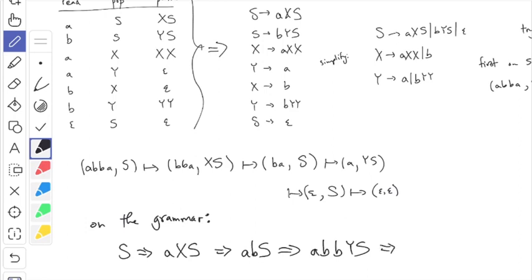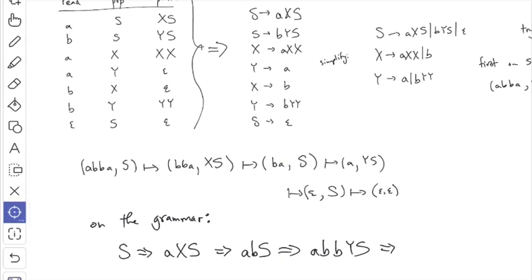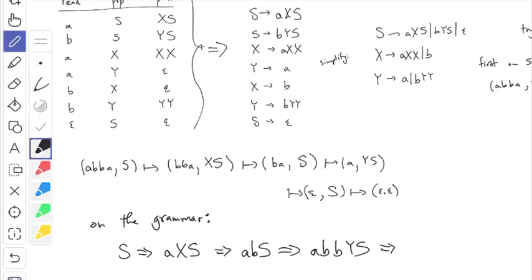All right? The next step was this one here. Now, this is the one I just did, isn't it? Next is this. AYS goes to epsilon S. So I read A, pop Y, push epsilon. That's this line, which is Y goes to A. And then finally, I do the S goes to epsilon line.